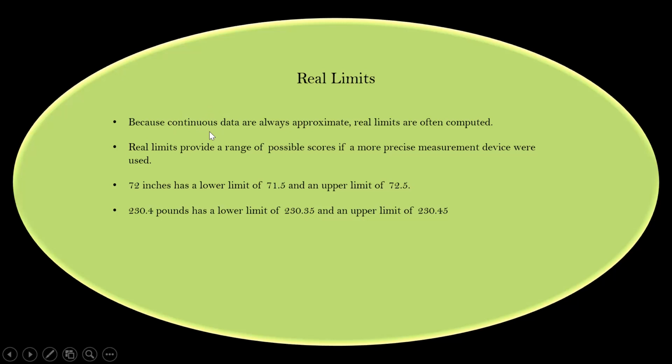So I can promise you, somewhere on a test, I'm going to say, find the upper and lower limits for 30 students in a classroom. And you're going to say, that's a trick question, because you can't get any more precise. If I tell you there are 30 students in a class, that's as precise as you can get. So real limits are only found for continuous data because they're approximate, not discrete data. Discrete data are already exact.